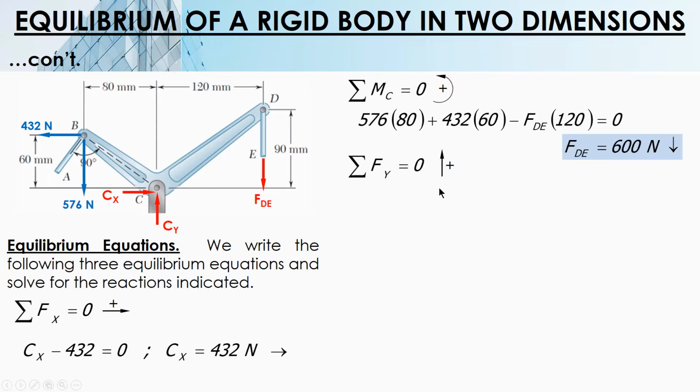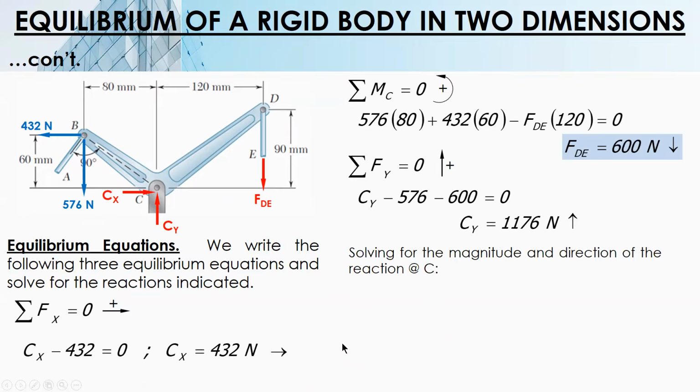And then summation of force along Y. We have three forces, FDE, Cy, and 576. Okay, FDE and 576 are downward, so negative. And Cy is equal to 1176 newtons. Positive, therefore upward, so our assumption of upward is correct. So, we have the components already for C. Actually, these are correct, Cx and Cy.